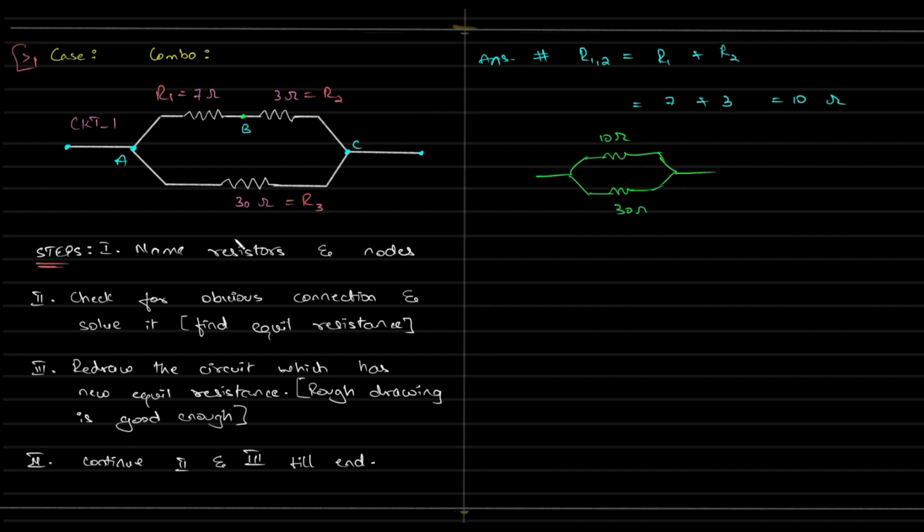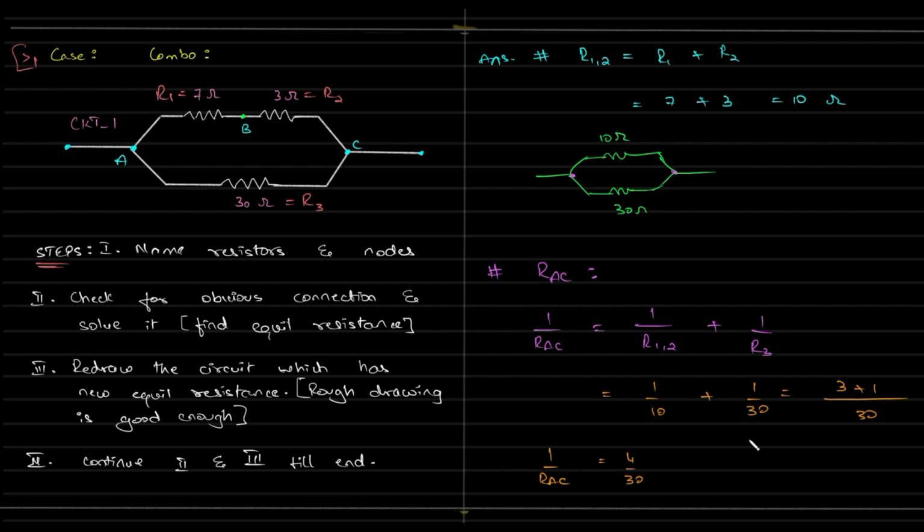Continue the second and third steps till the end. This is the last step though, but yes, these two are in parallel. So between the nodes A and C, the equivalent resistance is given by 1 by RAC is equal to 1 by R1,2 plus 1 by R3. Does it make sense? This is how you find the equivalent resistance when things are connected in parallel. So 1 by 10, 1 by 30. The LCM is 30 over here. So this will be 3 plus 1, that is 4. So 4 by 30 is 1 by RAC.